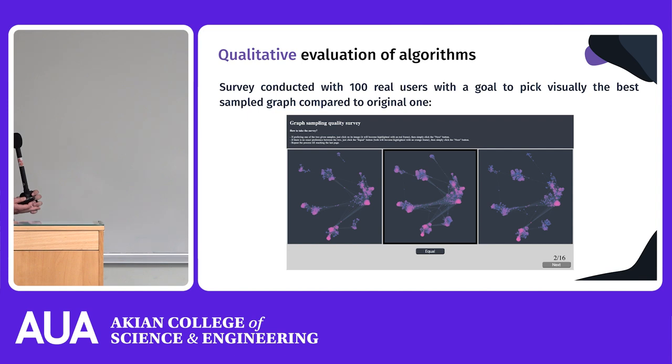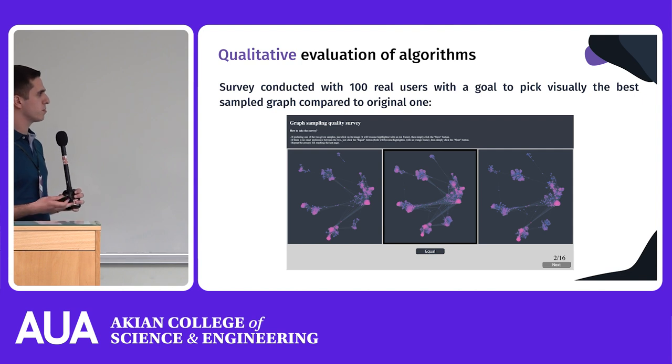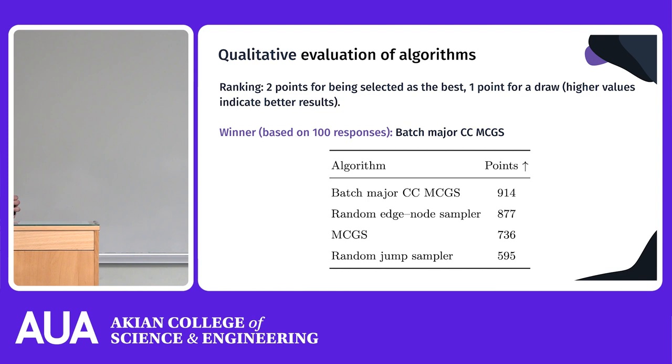At each question, they received a triplet of graphs. The middle graph was always the original representation of the graph. On the left and right sides, we had samples generated by different algorithms, and of course, these samples were generated with the same sampling rate. What users had to do was look at the original graph and then, from the given samples, pick which one was better. If the user was not able to identify which was better, they could mark these two sampling algorithms as equal. If one algorithm won over the other, it got 2 points. Otherwise, in case of a draw or equality, we gave the algorithm a single point.